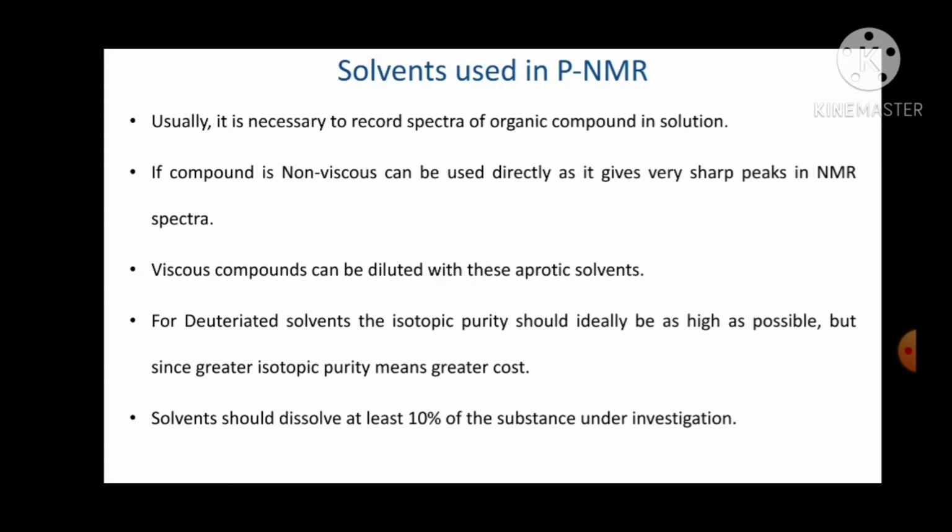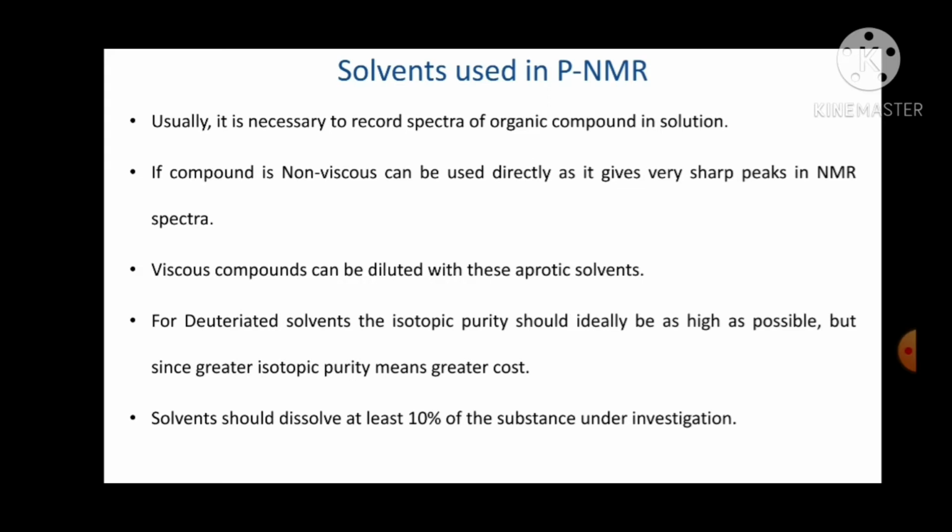So first is the solvents used in proton NMR or H1 NMR. Usually it is necessary to record the spectra of an organic compound in a solution. If your compound is solid, we usually dissolve it in a particular solvent. Now we are discussing what type of solvents we can use for recording this proton NMR. As we are observing the nucleus of the proton, it is obvious that the solvent we are going to use should be free from protons. Otherwise they will also get recorded in the spectra and it will be very difficult to differentiate whether the proton is of solvent or of sample.